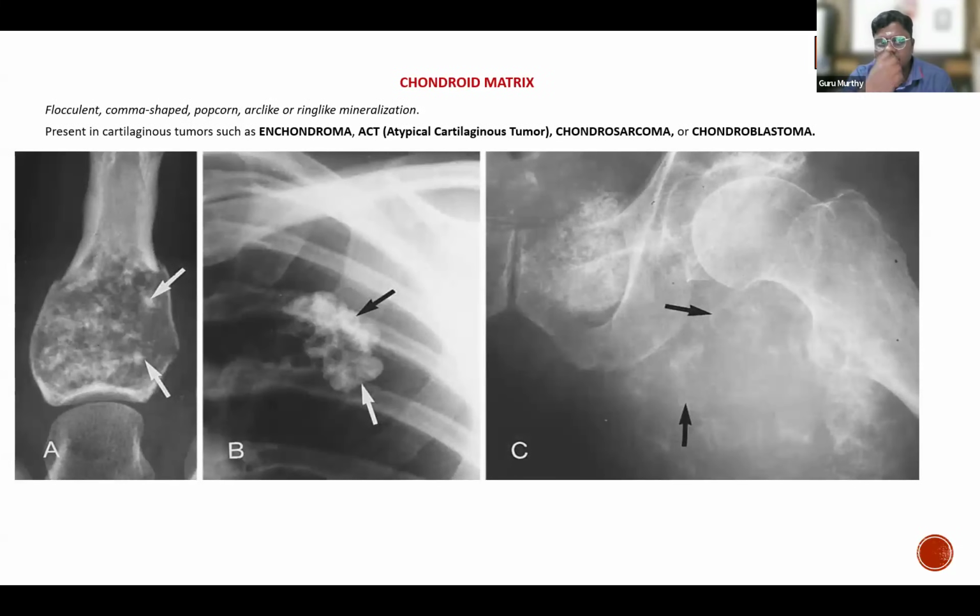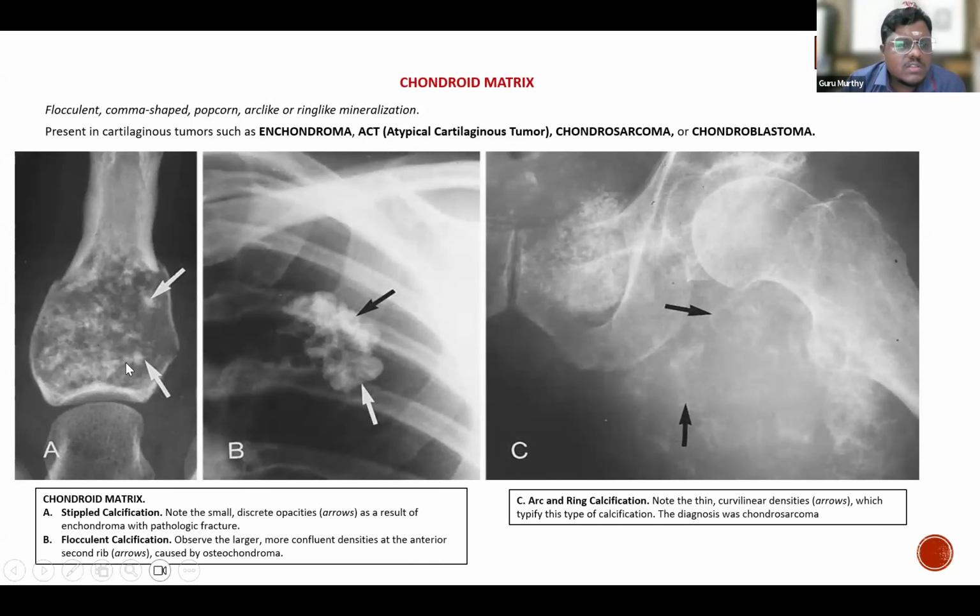Next is the chondroid matrix. Here you can see there are 3 different types of chondroid appearance. Either you will see dot or stipple type of hyperdensities, which are nothing but calcifications, or you will see a popcorn-like flocculent, microlobulated radiodensity, which is typical of flocculent calcification. And the third one is the ring and arc type. You'll be able to appreciate some rings and arcs, some linear dashes, commas, all those densities within the lesion or bone. Those are nothing but ring and arc calcifications.